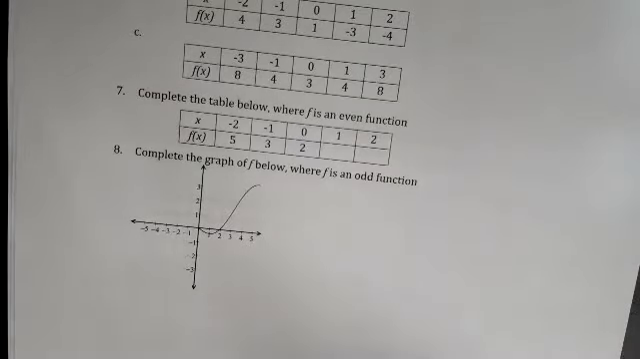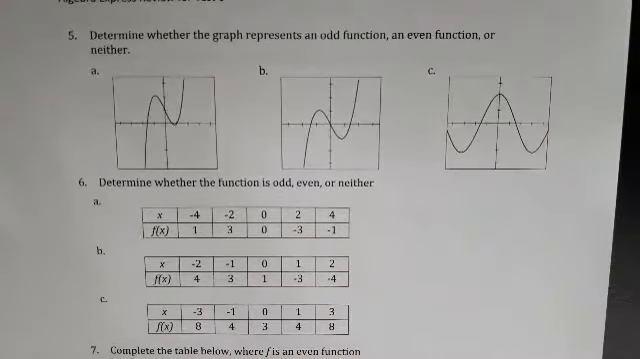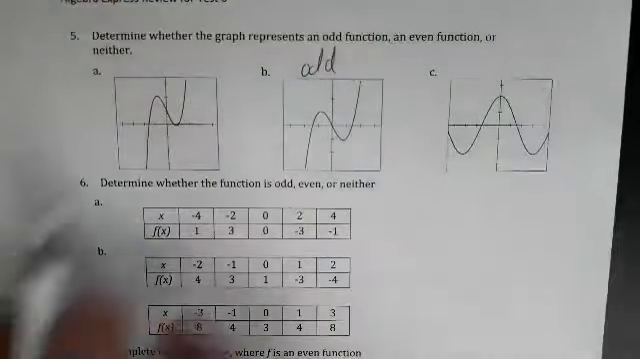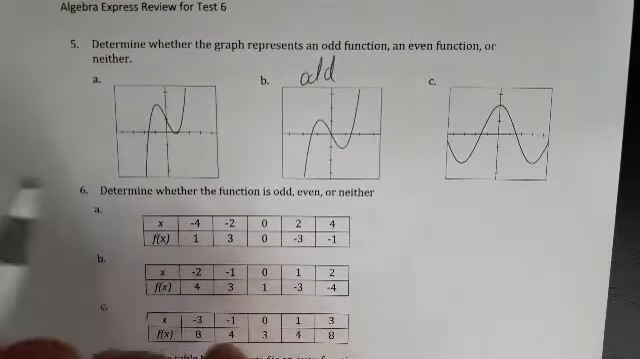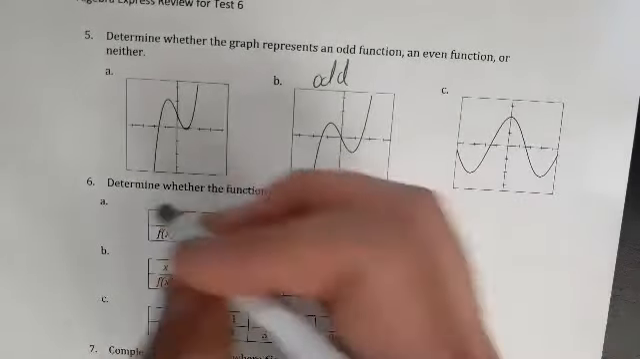So, determine whether it is odd, even, or neither. You got multiple guesses right there. Which one is odd? Let's just go with that. Which one looks odd? B looks odd. Does A look odd? A does not look odd. Does it look even? Nope. So it looks like it's almost odd, right?